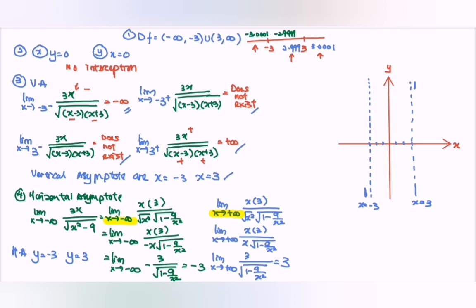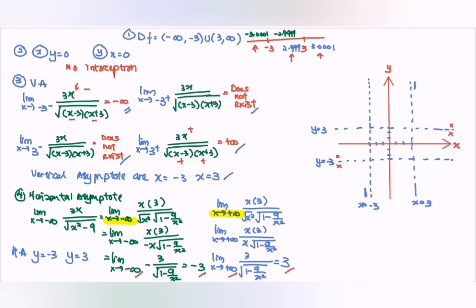So let's say here we have 1, 2, and 3, and negative 1, negative 2, and negative 3. So y equals negative 3, y equals 3. As x approaches negative infinity, y approaches negative 3, so here we have two situations. When x approaches positive infinity, we have 3. So here will be our situation.